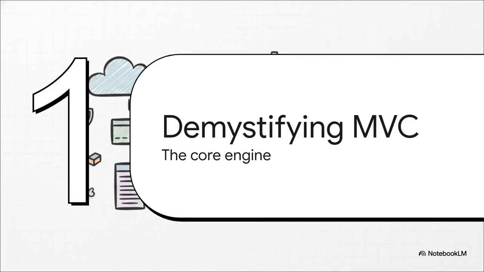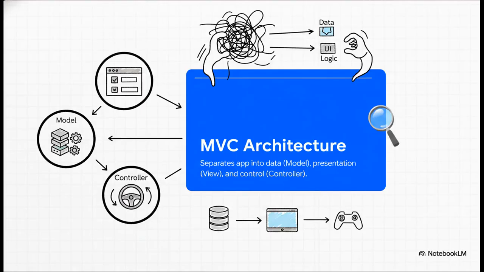Section 4, demystifying MVC architecture. So, MVC, it's the ultimate paradigm for splitting up concerns. MVC stands for Model View Controller, and it ensures your data, your user interface, and your control logic don't just turn into a massive tangled mess of spaghetti code. By separating the app into these 3 logical components, the whole system becomes structured, predictable, and highly efficient.